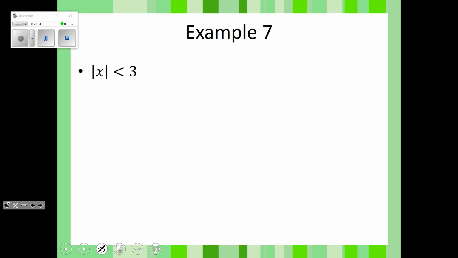Okay. All right. So this says the absolute value is less than 3. It's very similar to what you did yesterday. So first of all, what would be the first step? To make sure that the absolute value is by itself. Is our absolute value by itself? Yes. Okay. So that's the first step.